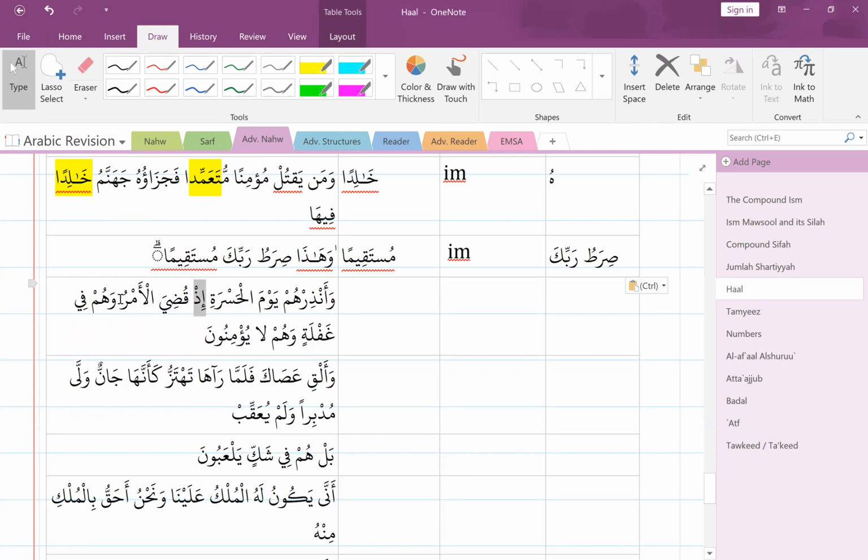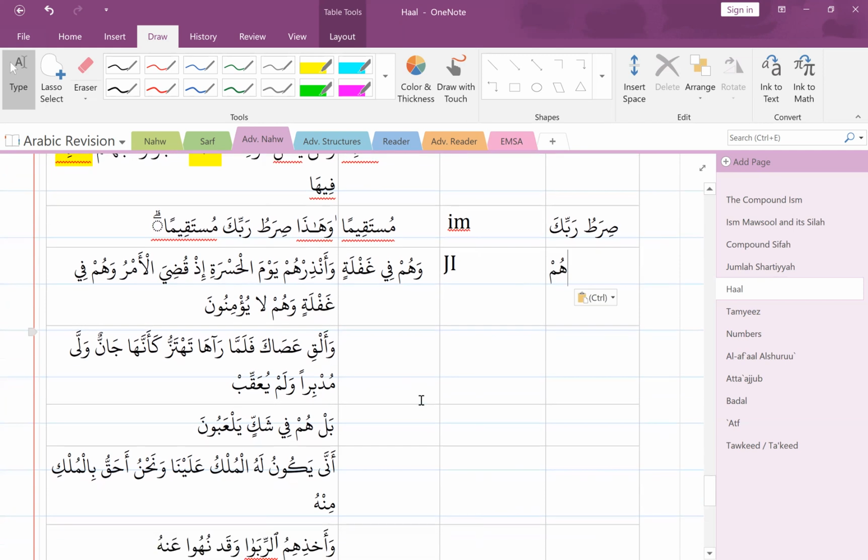But we know وهم في غفلة is the hal, and the واو is واو حالية. This is جملة اسمية. Yes, beautiful, now you're getting it. Of course, وهم لا يؤمنون could also be another حال. So you have two حالs here back to back and they're both جملة اسمية. And the صاحب الحال would be هم in أنذرهم, the whom in أنذرهم. So warn them while they are. Okay, so that's what would happen there. All right, Fawzia?